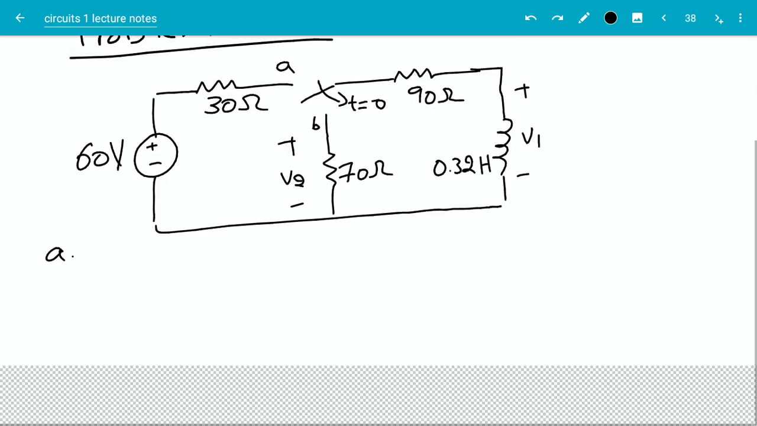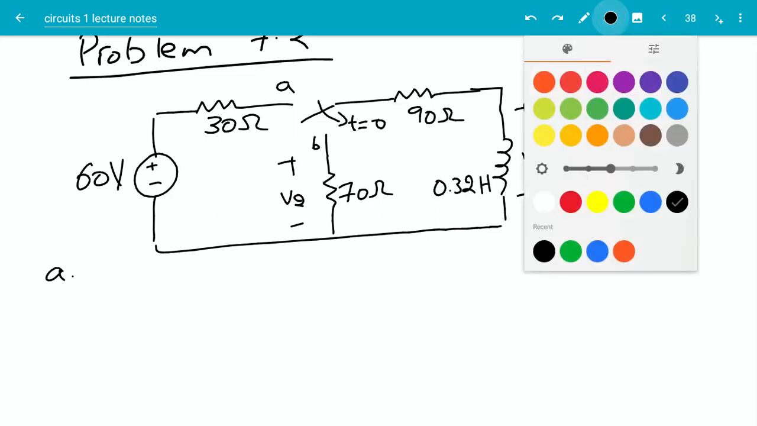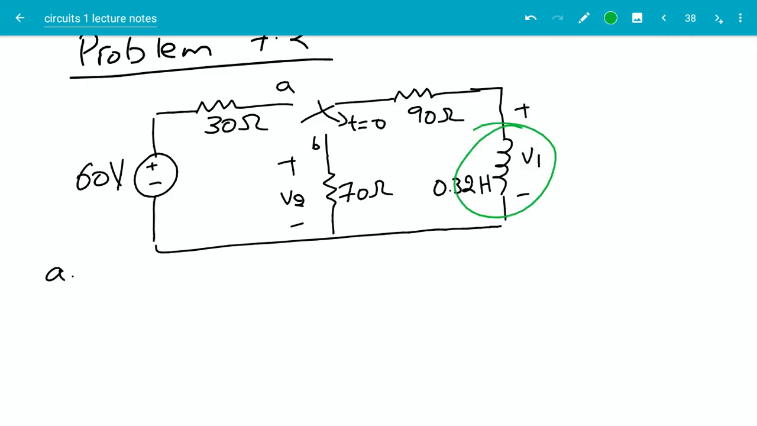Initially the switch was at position A, and it was switched to position B at time t equal to 0. Because the inductor current cannot change instantaneously, it changes continuously, at time t equal to 0 the current in the inductor will be what it used to be when the switch was at position A.